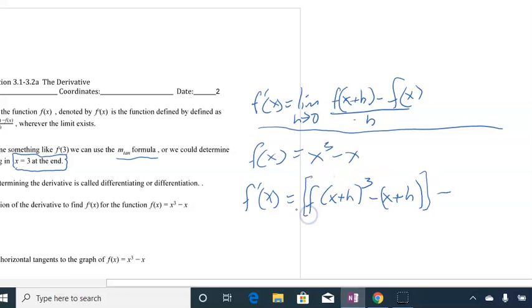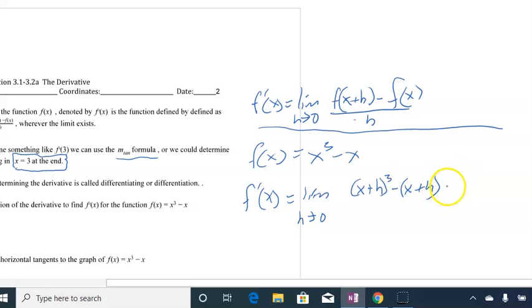I want to put this in, right? Well, f of x plus h, just plug it in. Let's put in our limits, h approaches 0, x plus h cubed minus x plus h, then all of this minus all of x cubed minus x, right? So this is our f of x, this is our f of x plus h, all of this over h, and then let's see what happens.